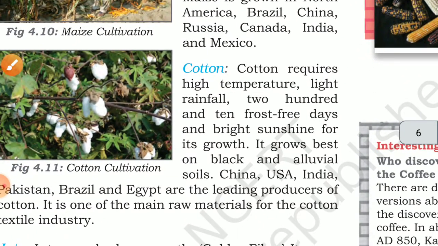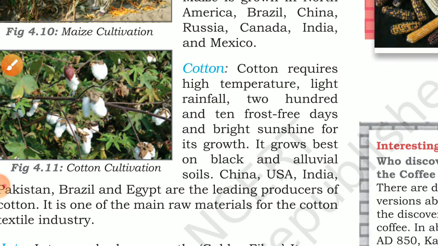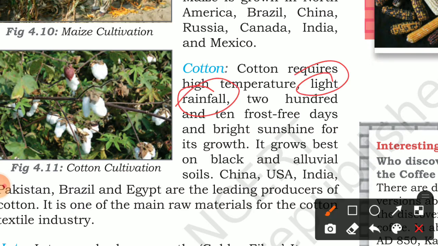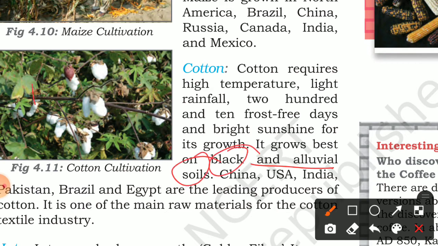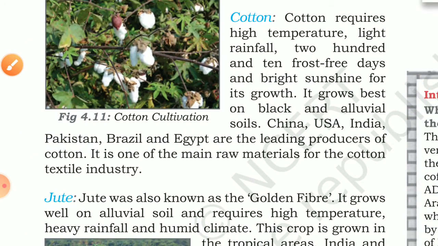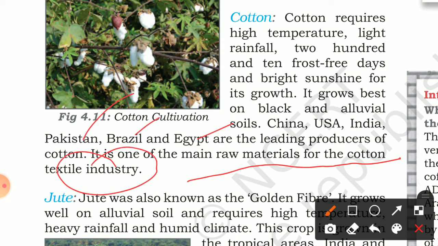Cotton requires high temperature, light rainfall, 210 frost-free days, and bright sunshine for its growth. It grows best on black alluvial soil, so black soil is important for cotton. USA, China, India, Pakistan, Brazil, and Egypt are the leading producers of cotton, which is the main raw material for the cotton textile industry.